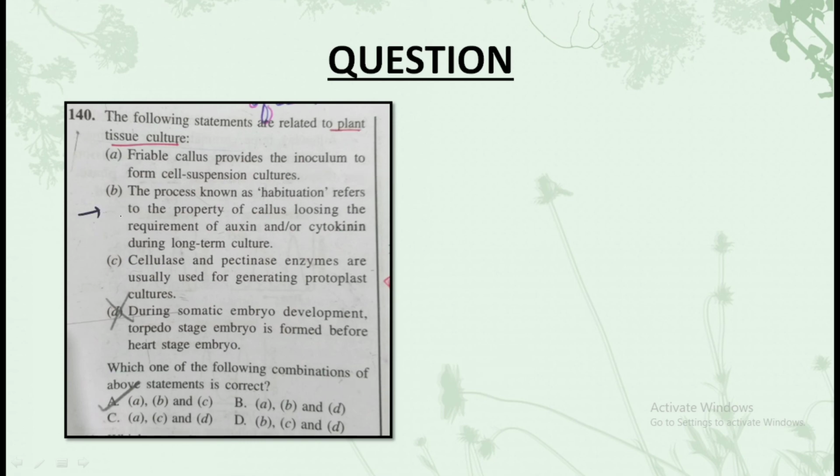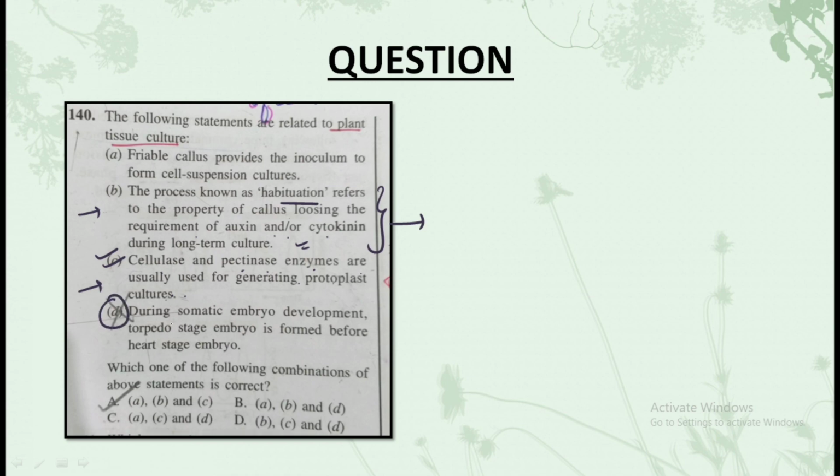The second option says that the process of habituation refers to the property of the callus losing the requirement for the auxin or the cytokinin during the long-term culture. Let's keep this statement on hold because we do not have knowledge of the same. The third option says that the cellulase and the pectinase enzymes are usually used for generating the protoplast culture. We have learnt about the same in our junior classes, so this is a correct statement.